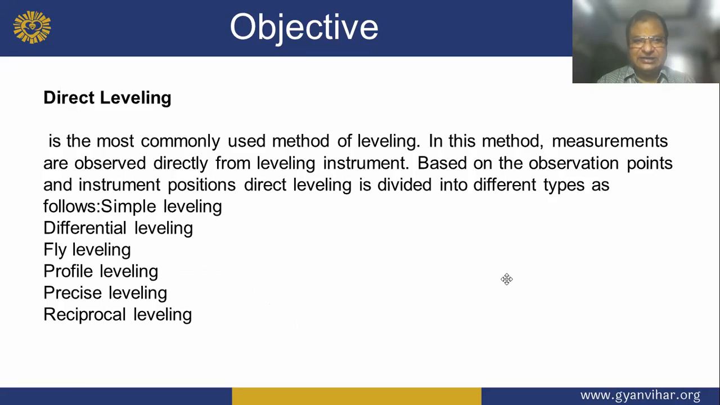What is direct leveling? It is the most commonly used method of leveling. In this method, measurements are observed directly from the leveling instrument, based on the observation point and the instrument position. Direct leveling is divided into different types as follows: simple leveling, differential leveling, fly leveling, profile leveling, precise leveling and reciprocal leveling. So my dear boys, these are the six types of direct leveling.